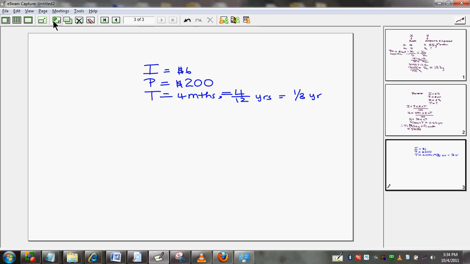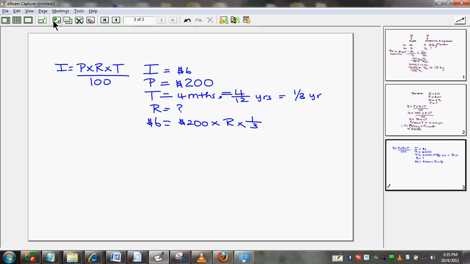So what are they asking me? What is the rate percent? So the rate percent is the unknown factor. We write that simple interest is equal to principal by rate by time all over 100. So I, which is $6, is equal to the principal, $200, multiplied by the rate, which is unknown, multiplied by the time, a third of a year, over 100.